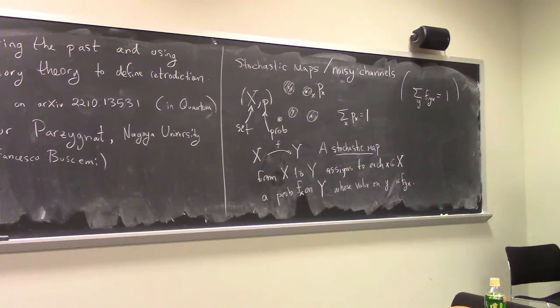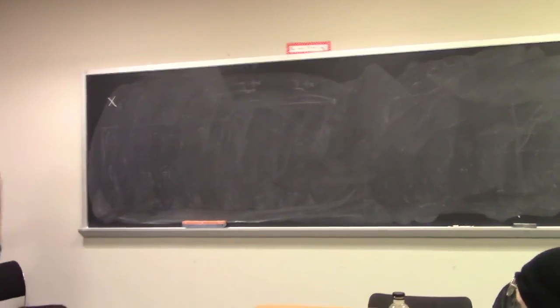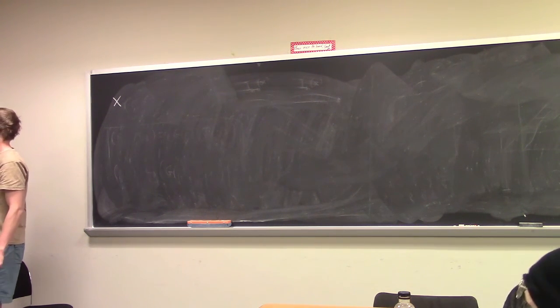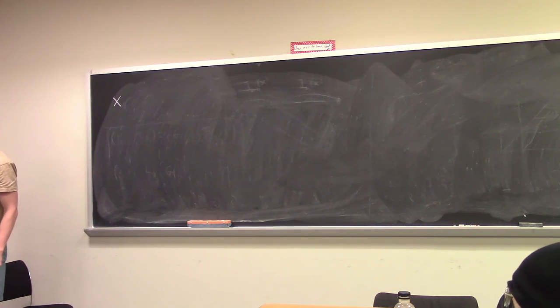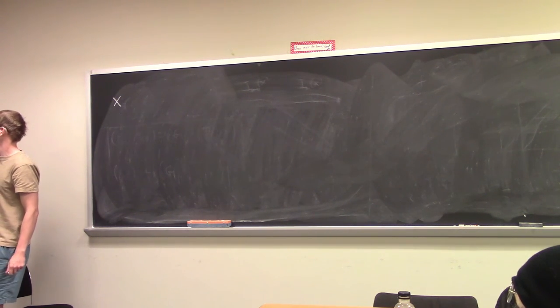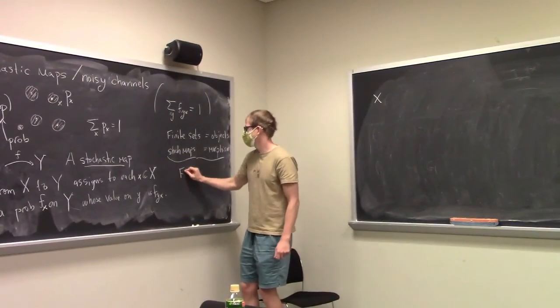And what I'm going to think about is, in technical words, so maybe I can say this now, finite sets as objects and stochastic maps as your morphisms together form a category, and let's just call that FinStoch.